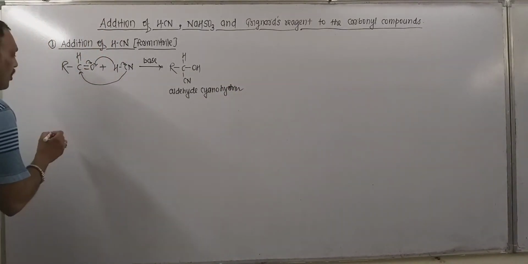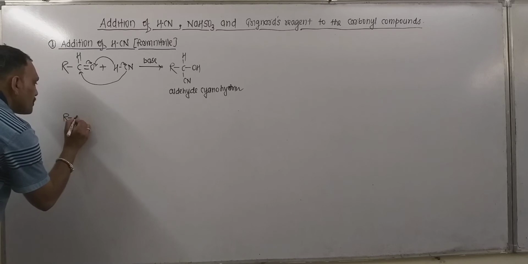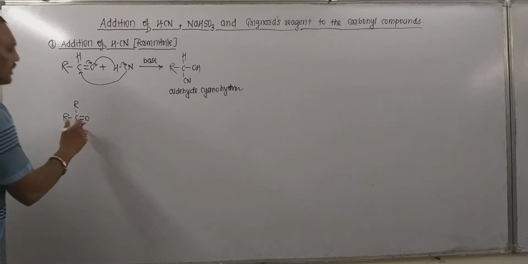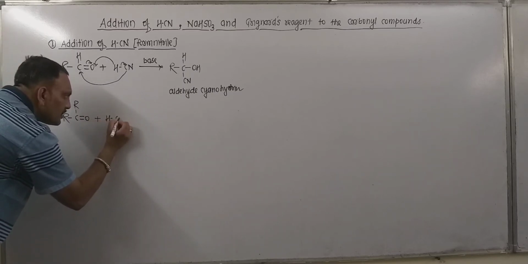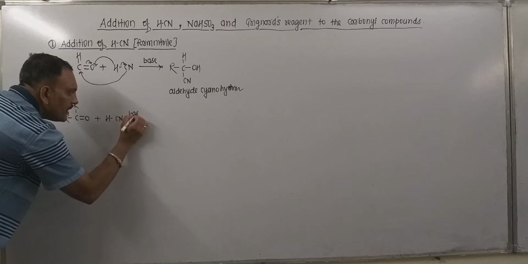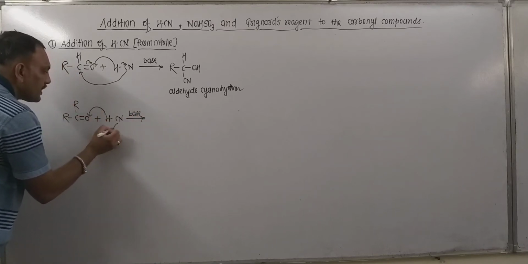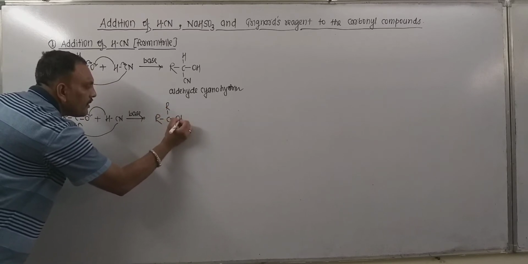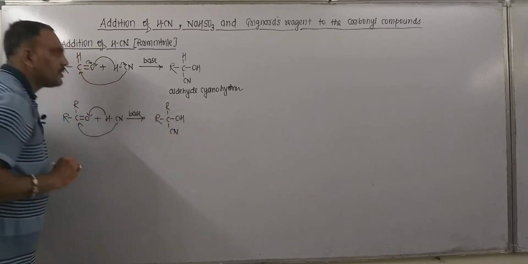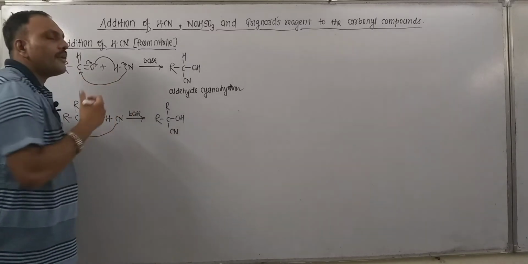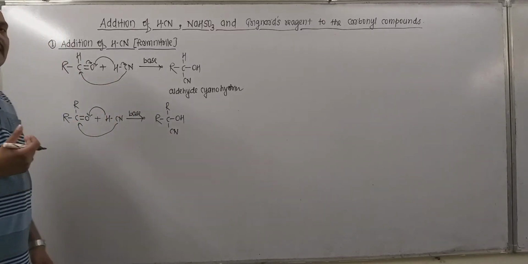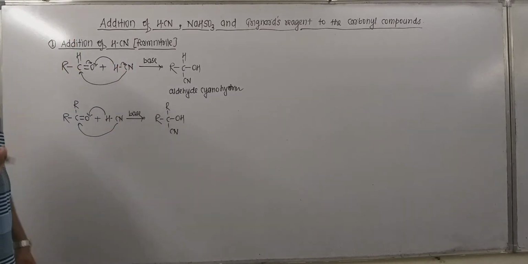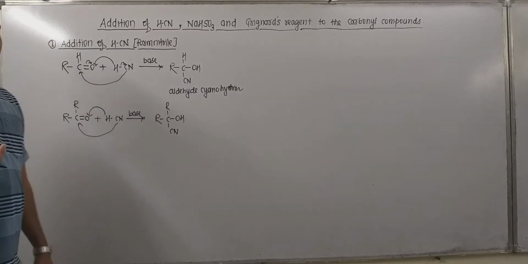If instead of aldehydes, ketones are treated with the same, so ketones are represented as RCOR. When ketones are treated with HCN, that is formonitrile, in basic medium, then also addition takes place and that leads to the formation of ketone cyanohydrin, which may be represented as. Now remember, aldehydes are more reactive towards nucleophilic addition than ketones. Thus the rate of the above reaction is comparatively higher.